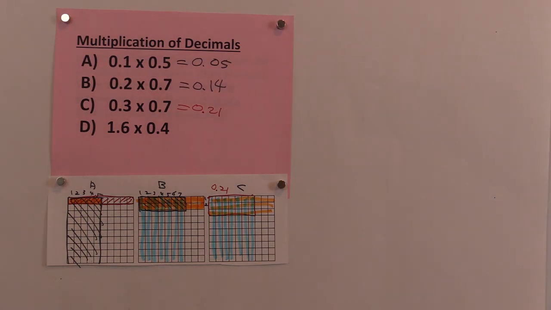So if one of the numbers is smaller than 1, it's always easy to do it. The problem is when one of the numbers is bigger than 1. That's the difficult part. So let's do it.